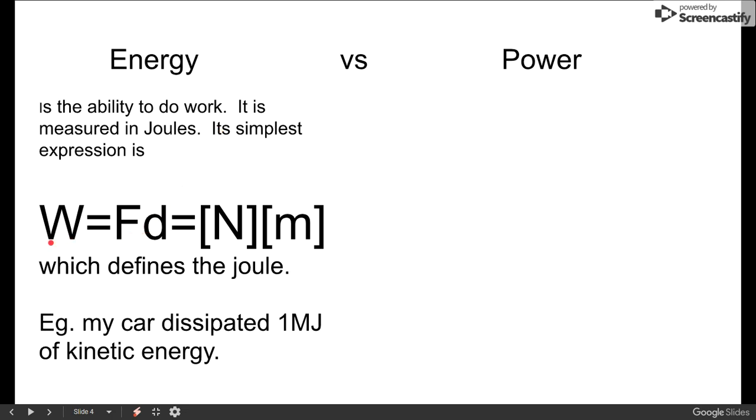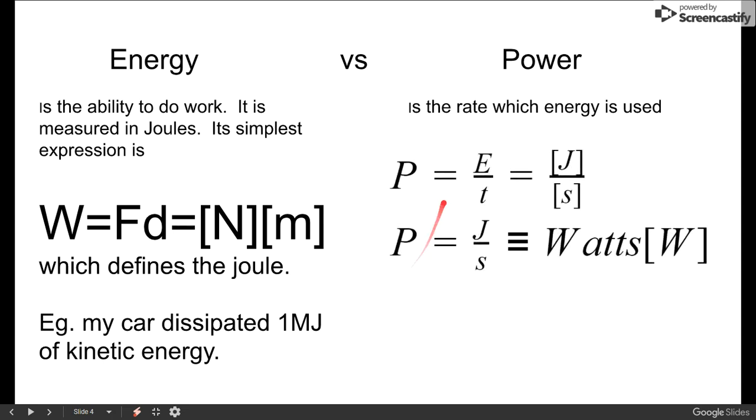We already looked at energy is force times distance, which is a Newton meter giving us the joule. So we could say my car dissipated 1 megajoule of energy. All power does is take that amount of energy and consider the time in which it took place. So how many joules per second? And we've nicknamed the joule per second a watt.